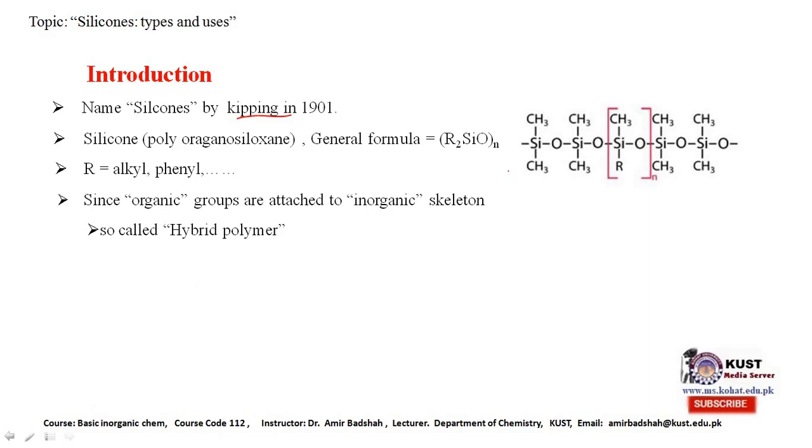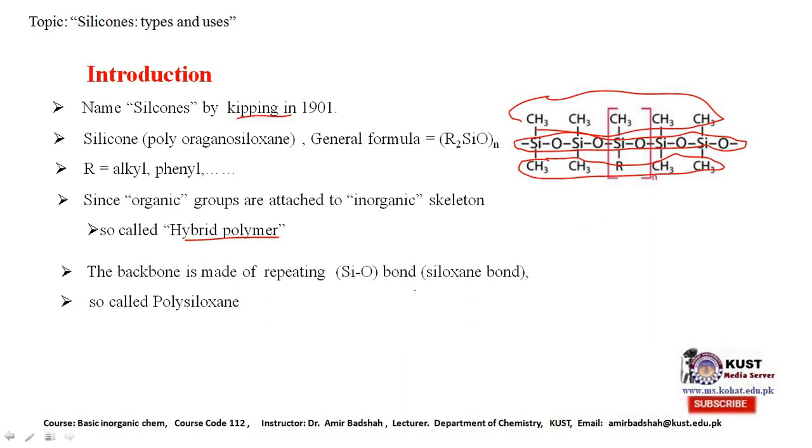If you look at the structure, it has both organic as well as inorganic parts. This part is an organic part, and this part too is an organic part, but the part which consists of the skeleton of the silicone is inorganic. So that's why such types of polymers are also called hybrid polymers.